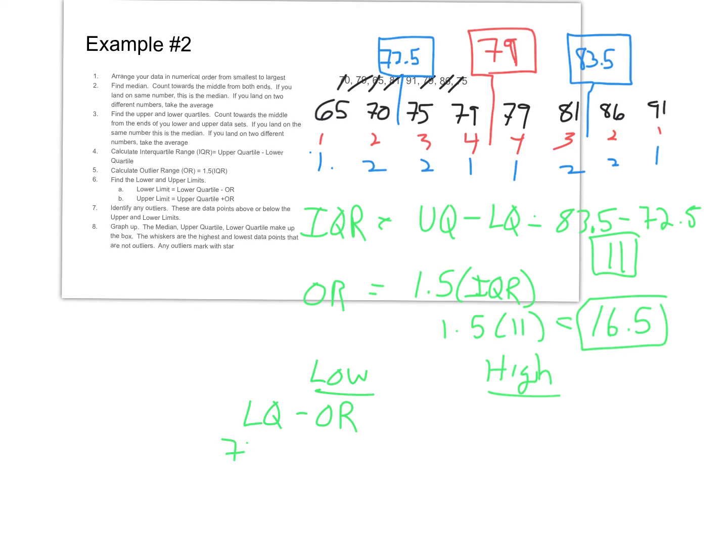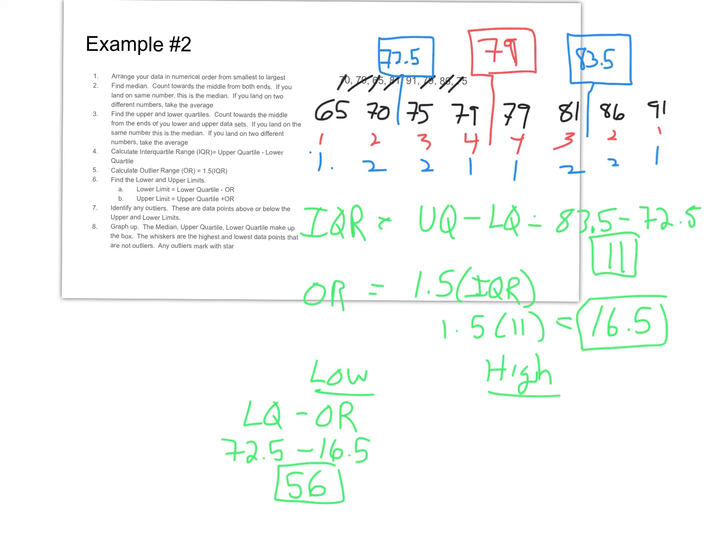So we have 72.5 minus 16.5. When I do that, I get 56. So we look at our data set. Do I have any data points below 56? The answer is no, so we don't have any lower outliers.